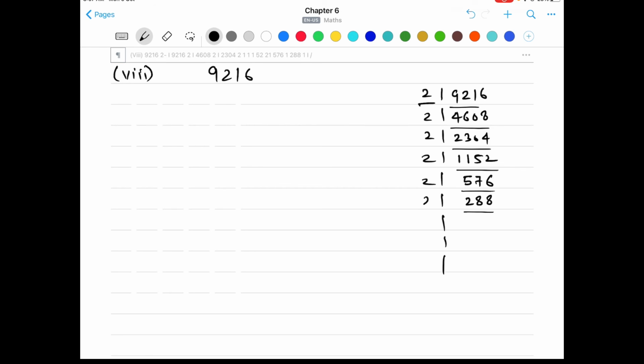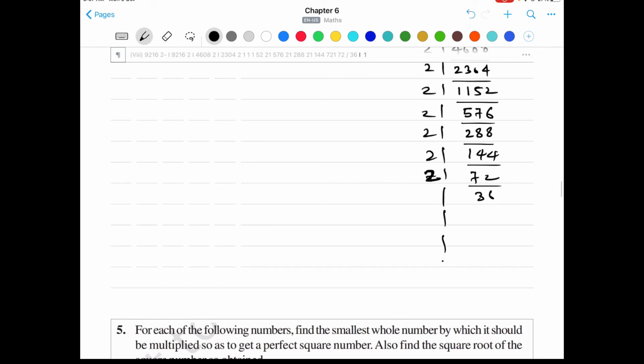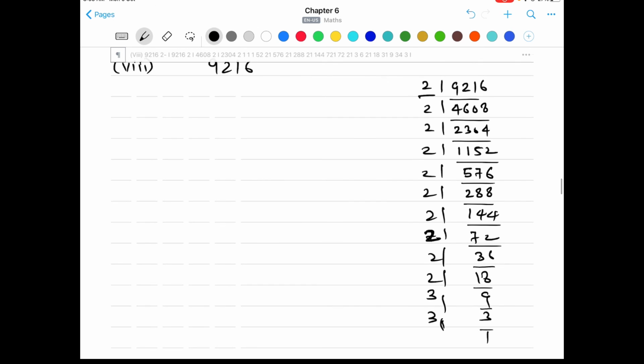288. Again we can divide by 2, we'll get 144. One more time dividing by 2, we'll get 72. Again dividing by 2, we'll get 36. One more time dividing by 2, we'll get 18. Again dividing by 2, we'll get 9. This time we'll divide by 3, and again by 3 we'll get 1. The moment we get 1, we'll stop there. Then we'll write the prime factors.